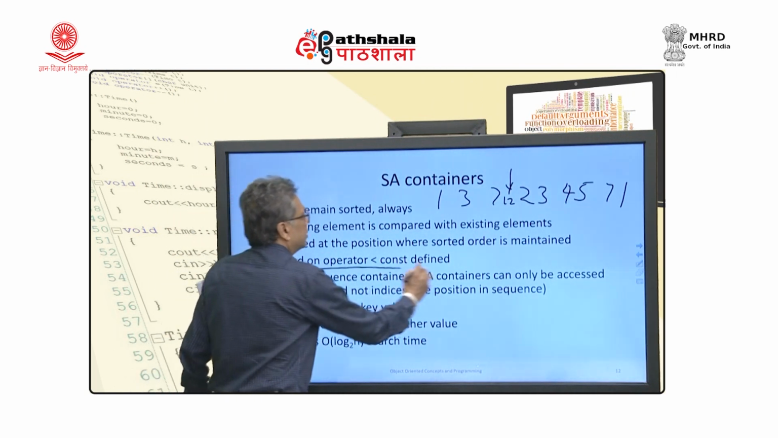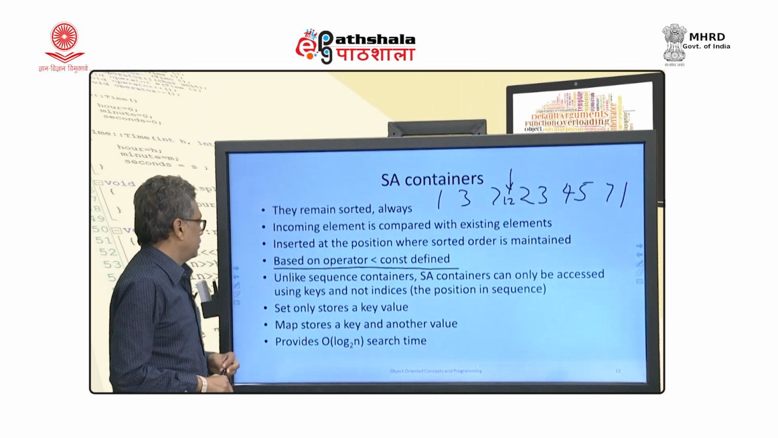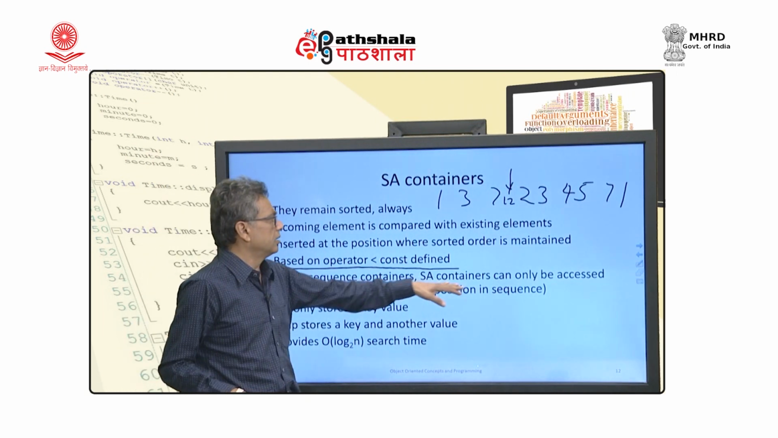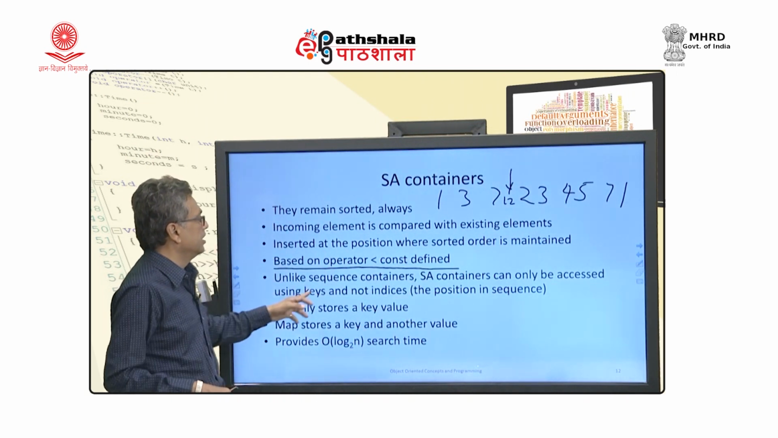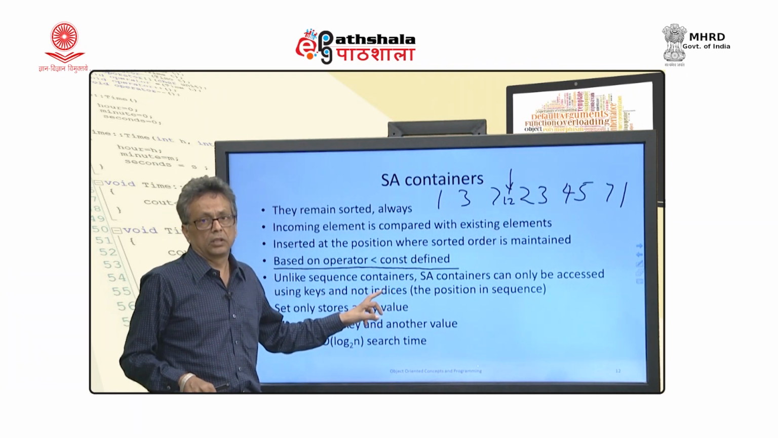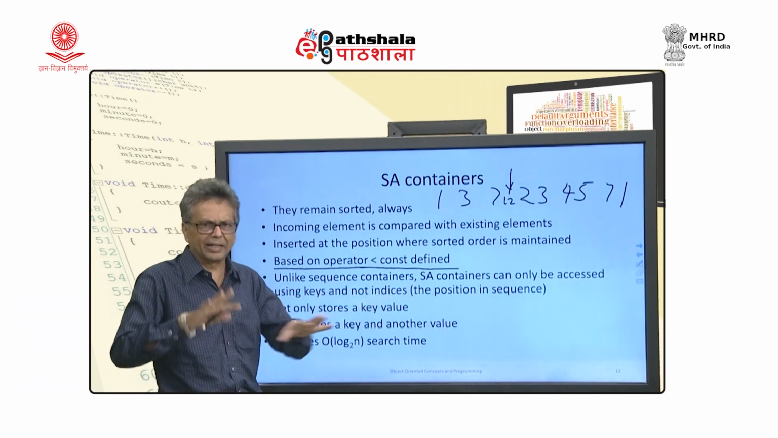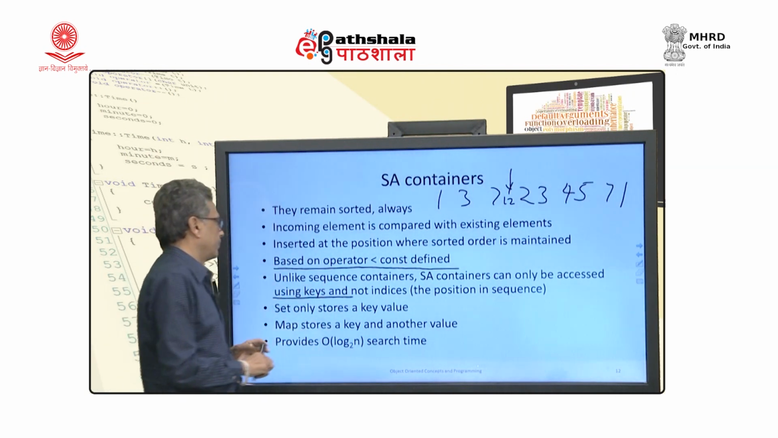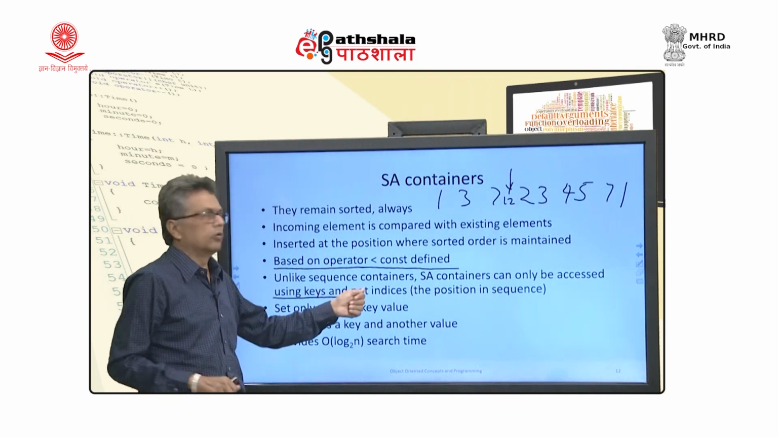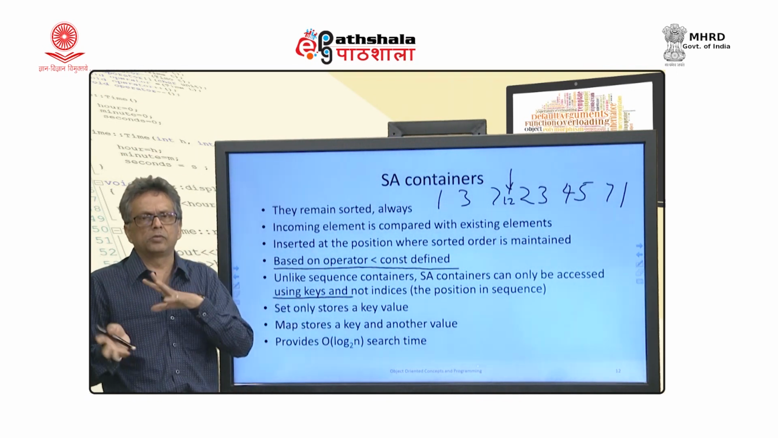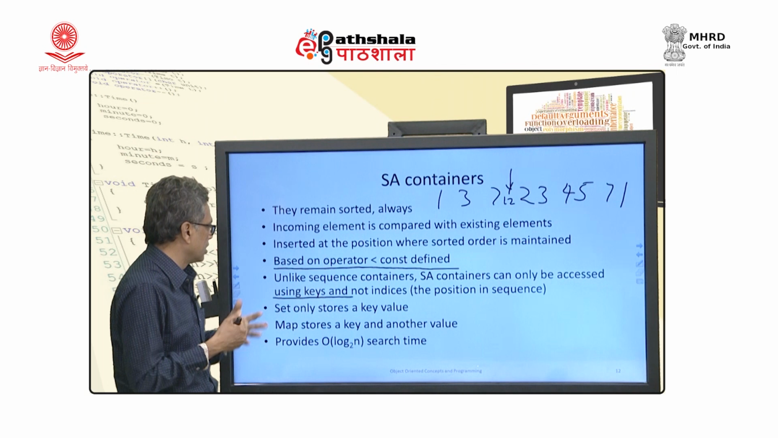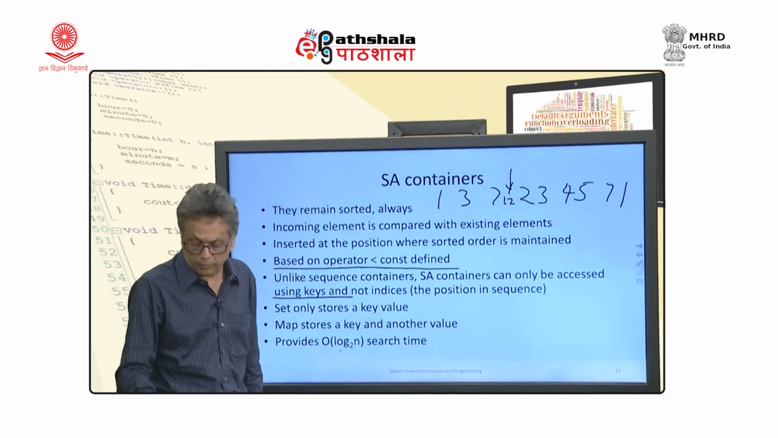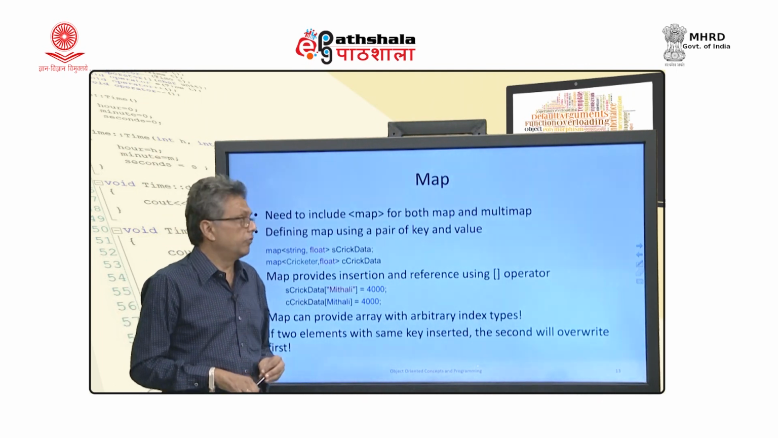As I said, this is to be defined and used. Unlike sequence containers, they can only be accessed using keys and not indices. You may use indices, not directly, but indirectly. Set only stores a key value, while map stores two values, the key as well as the other item, and provides O(log n) search time, that is the power of it.